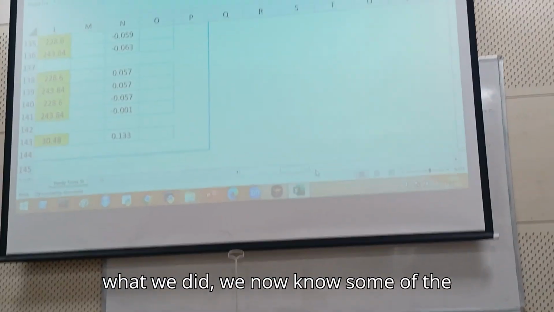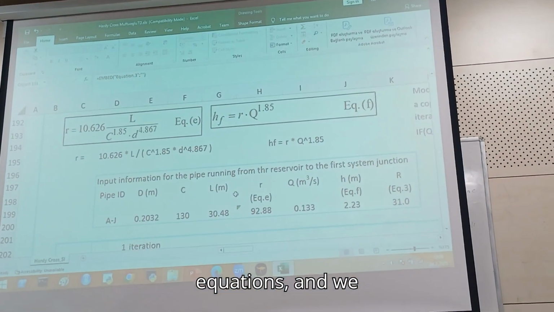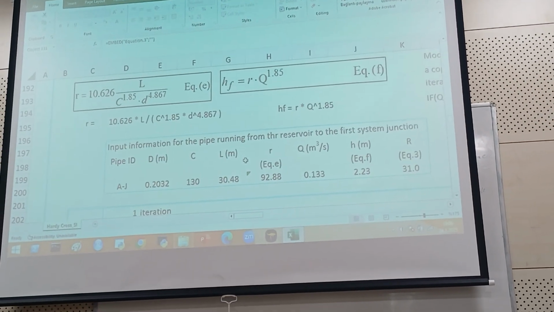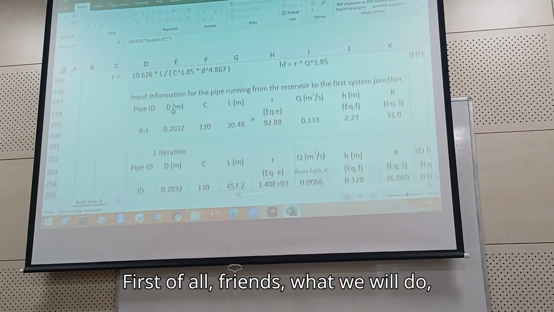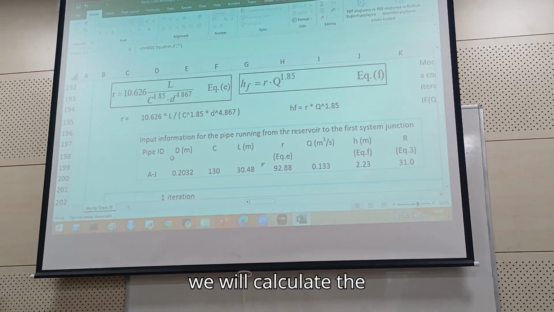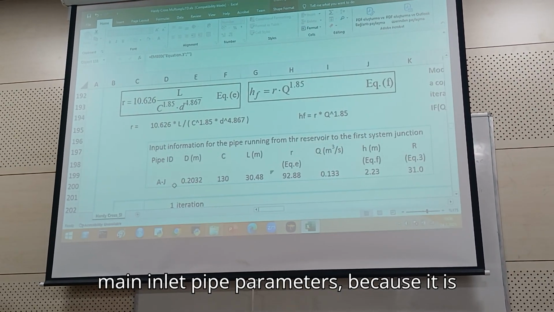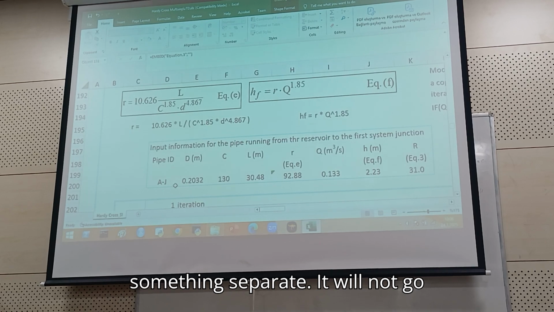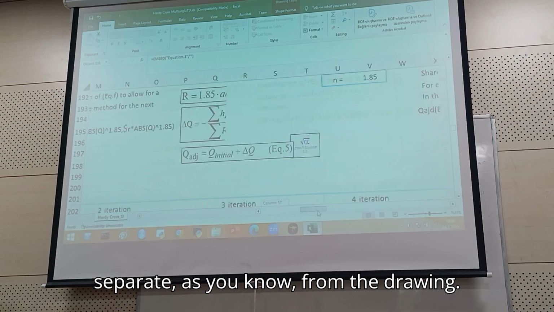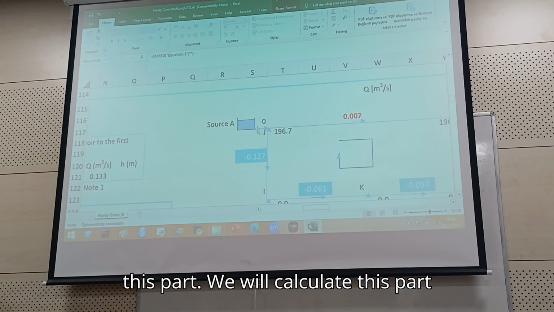So, what we did, we now know some of the equations, and we will do some iterations. First of all, friends, what we will do, we will calculate the main inlet pipe parameters, because it is something separate. It will not go into iterations, okay? Why? Because it is separate, as you know, from the drawing. Where is the drawing? Yeah, it is separate, this part. So we will calculate this part first.